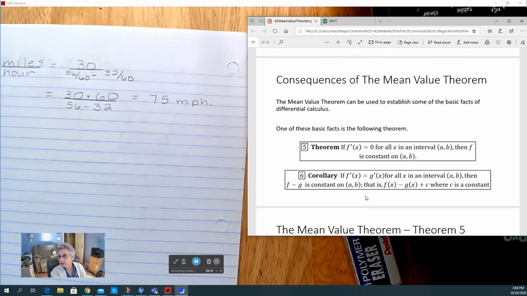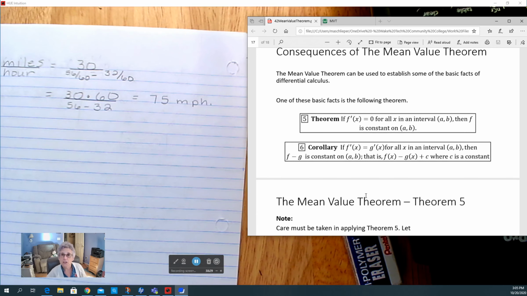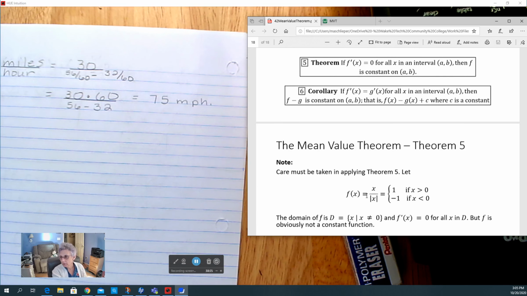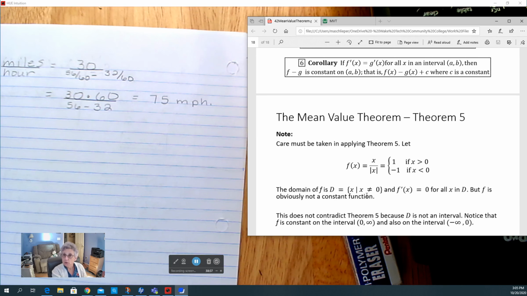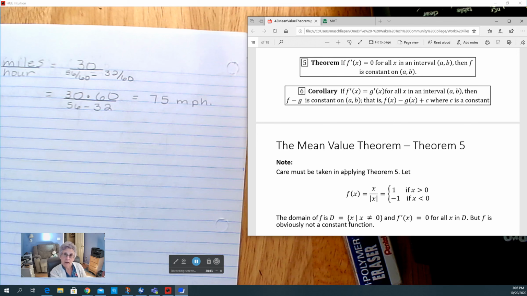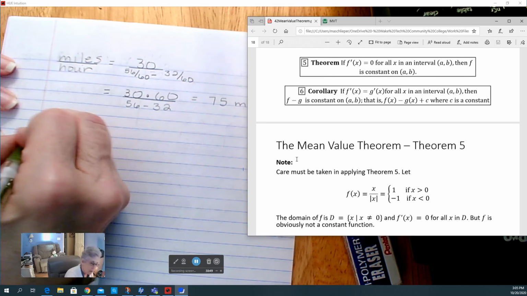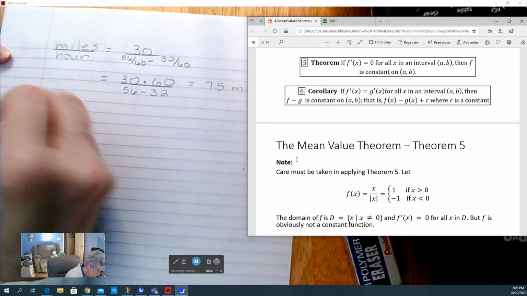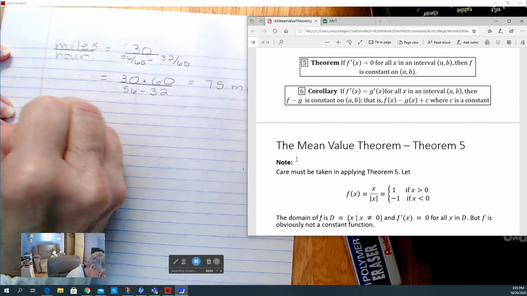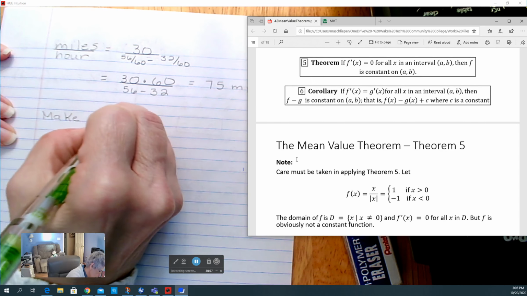There are some consequences of the mean value theorem. If the derivative is equal to 0, then f is a constant. And if two different functions have the same derivative, they can only differ by a constant. But remember, that's only true if it fulfills the hypotheses of the mean value theorem. Alrighty. So, quick summary, make sure it fulfills the hypotheses, because I know you have a test next week.